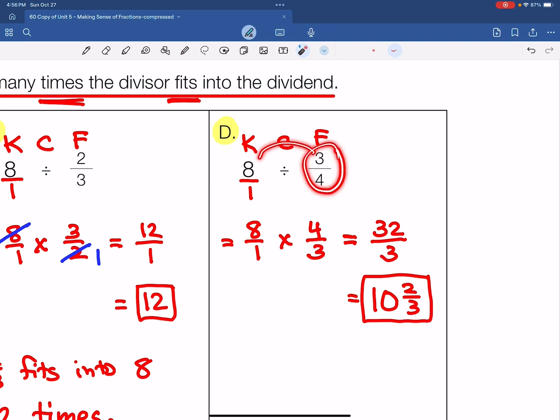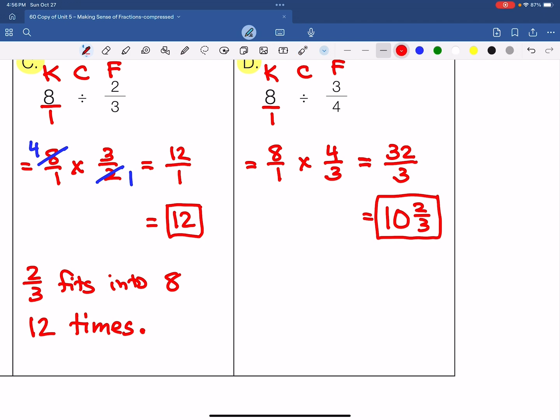3/4 does fit into 8. How many times does it fit? It fits 10 and 2/3 times. Let's write it down. 3/4 fits into 8, 10 and 2/3 times.